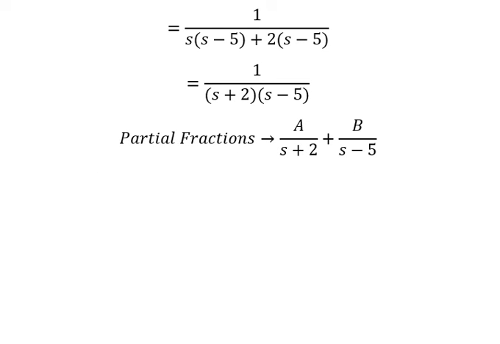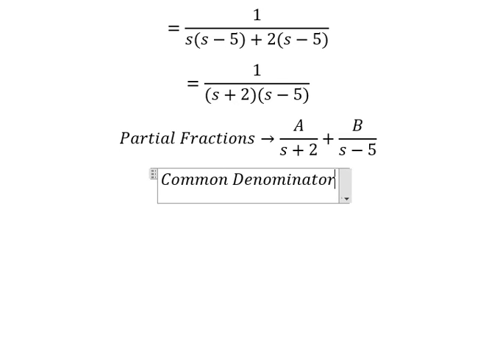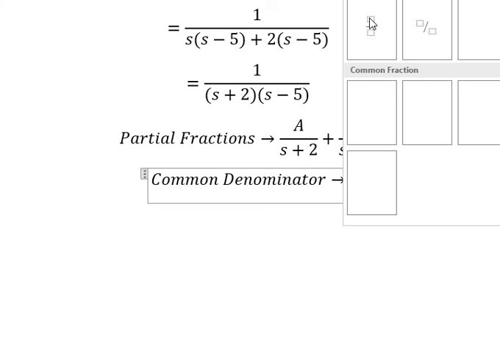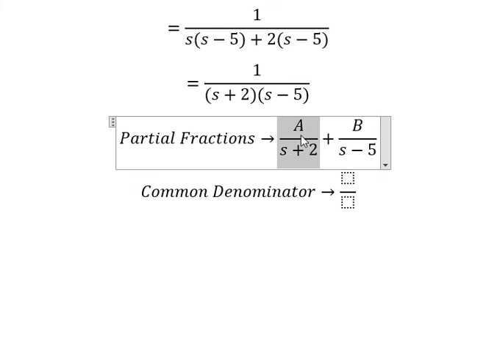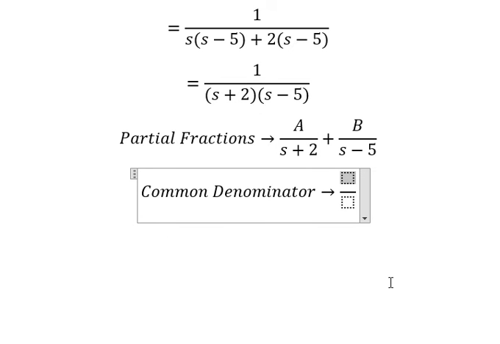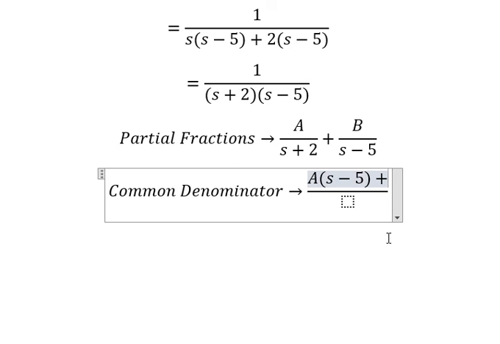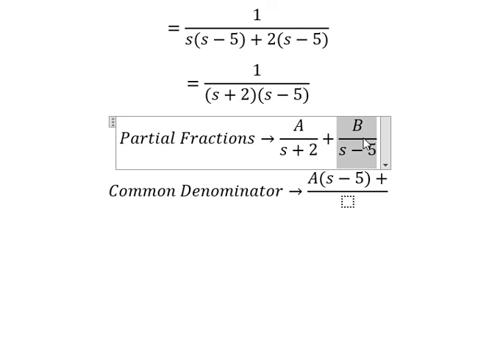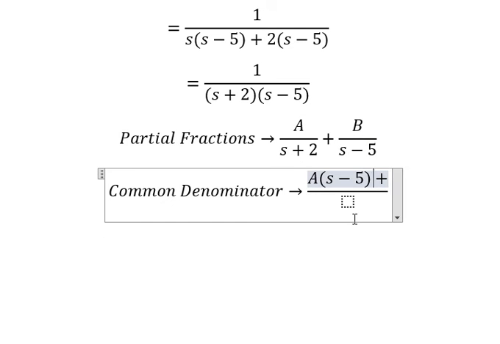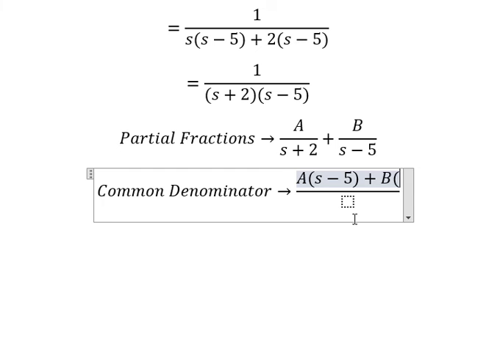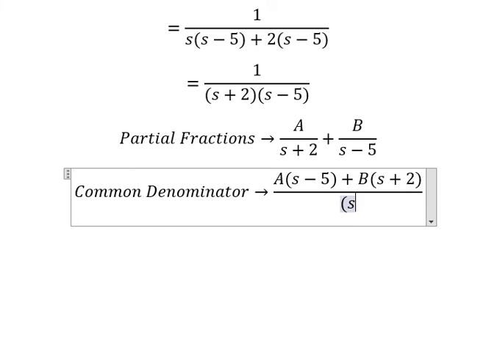Now, we do common denominator. So, about this one, it is missing h minus number 5. So capital A multiplied by h minus number 5. About this one, it is missing h plus number 2. So capital B multiplied by h plus number 2.